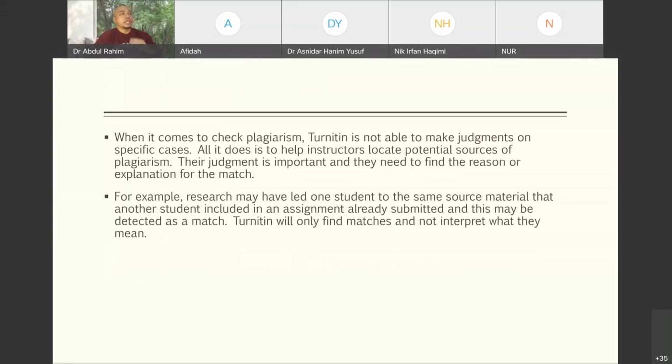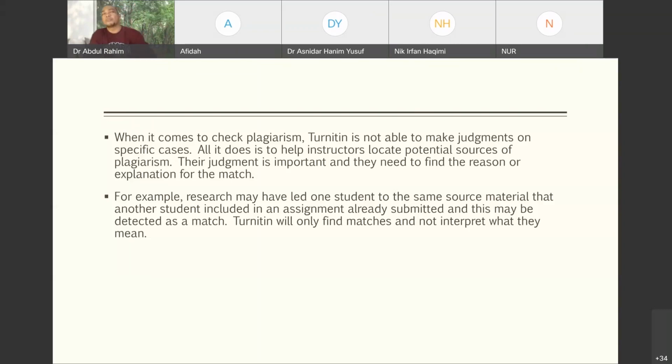Next, when it comes to checking plagiarism, Turnitin is not able to make a judgment on specific cases. All it does is help instructors locate potential sources of plagiarism. So we can detect the sources of the similarity of the plagiarism. We can also download the paper that is there. So that's why the student cannot fake their report. The student cannot cheat us, the supervisors who have access to this report and so on. Their judgment is important and they need to find the reason or explanation for the match.